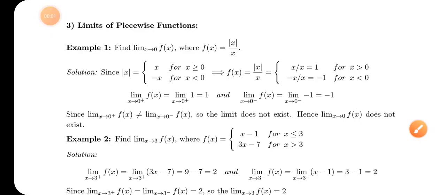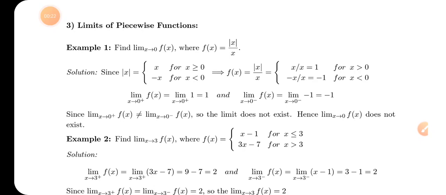Okay, in this video, we will discuss limits of piecewise functions and limits of trigonometric functions. First of all, limits of piecewise functions. A function is called piecewise if the function is defined in pieces, like for different values of x, the output is different. For example, the absolute value function.